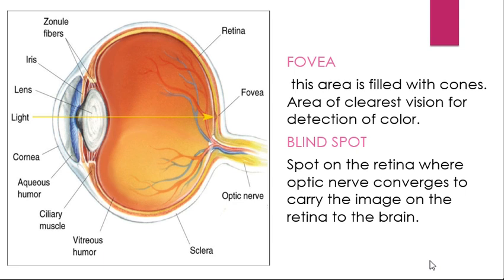Okay? Because of the absence of rods and the cones, any light entering this spot goes undetected and no vision takes place. This is why this spot is known as blind spot. Okay? Blind spot has no rods and cones and so no vision is produced. At this part there is convergence of retina and the optic nerve.